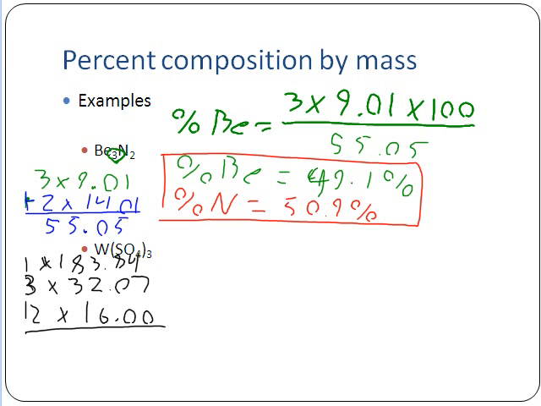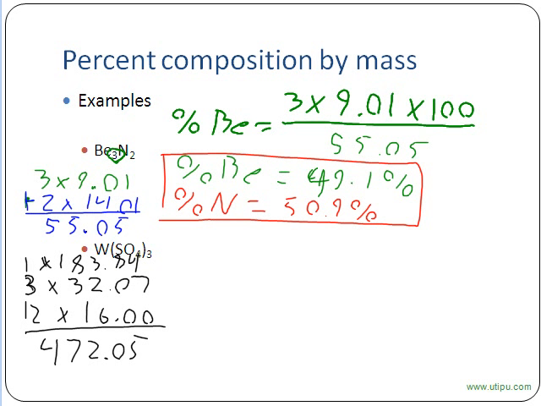When we say 1 times 183.84 plus 3 times 32.07 plus 12 times 16, we get 472.05. So 472.05, that's going to be our molecular mass for this guy right here. So let's find what the percent compositions are for these different guys.